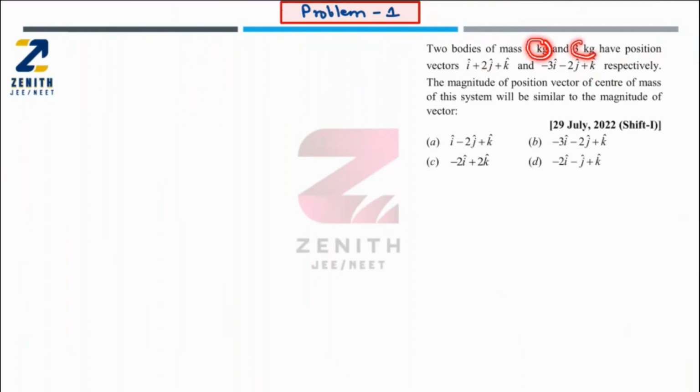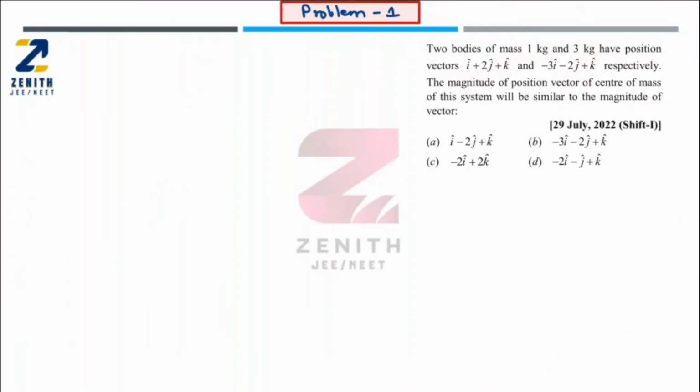First one is the 1 kg and 3 kg masses, whose position vectors are i cap plus 2j cap plus k cap, and minus 3i cap minus 2j cap plus k cap, respectively. The magnitude of the position vector of the center of mass, so you have to calculate what is the position vector of center of mass.